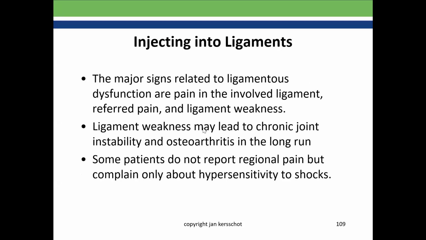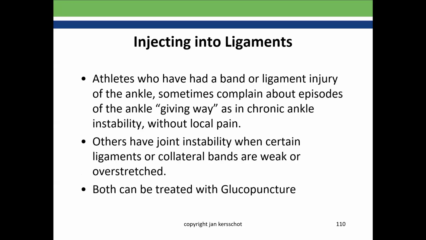So ligament weakness can also lead to chronic joint instability. In that case, then I will do prolotherapy. When I use the high concentration of dextrose, like 15 or 20, then you add some local anesthetic, and then your ligament will get stronger and tighter. And you don't get that with the glucopuncture. Then I will add or use my prolotherapy techniques.